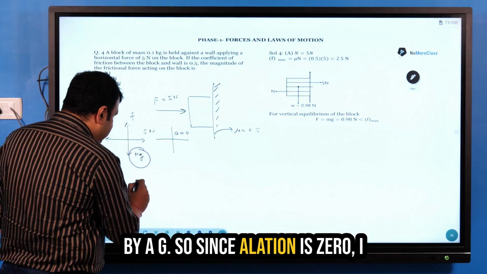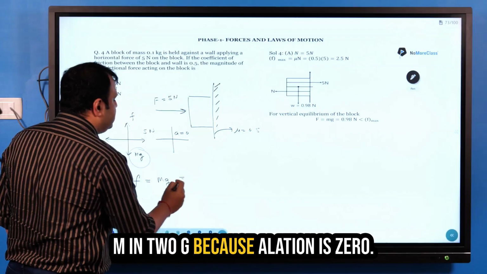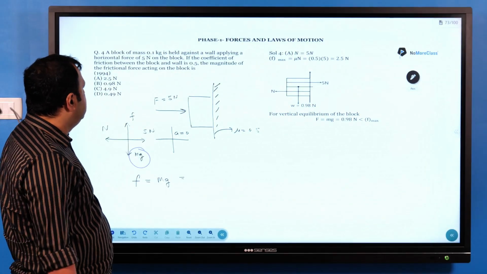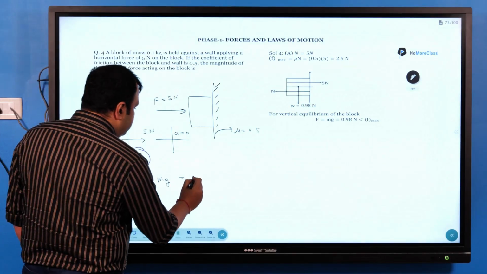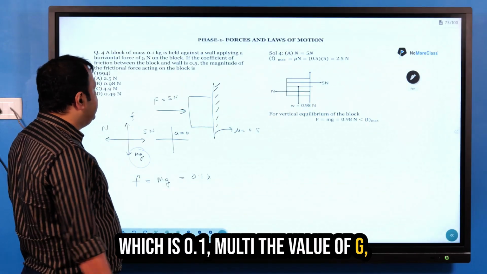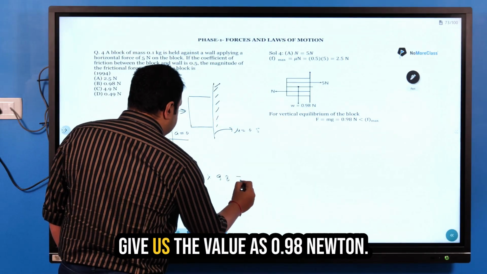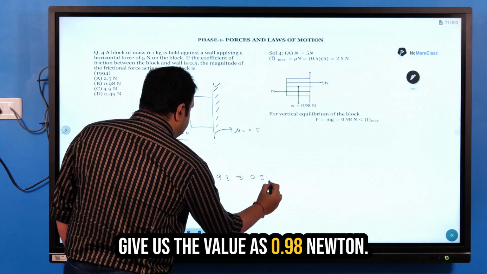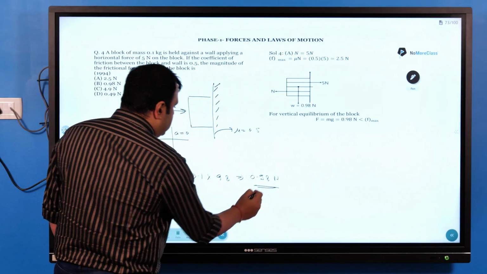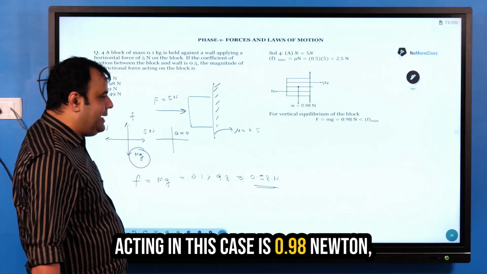So since acceleration is 0, I can say friction will be equal to m into g. Now the mass is given, which is 0.1, multiplied with the value of g, which is given as 9.8, and that will give us the value as 0.98 newton. The friction force which is acting in this case is 0.98 newton.